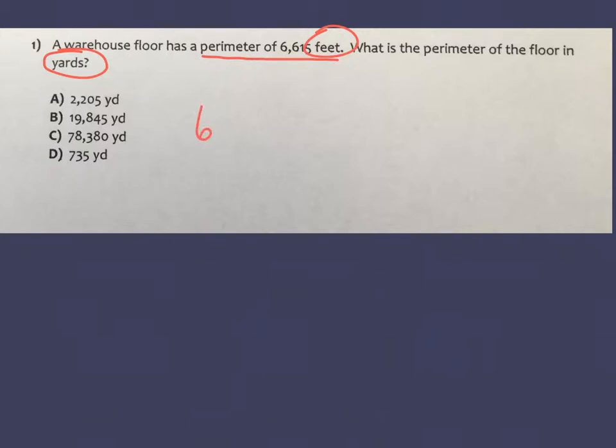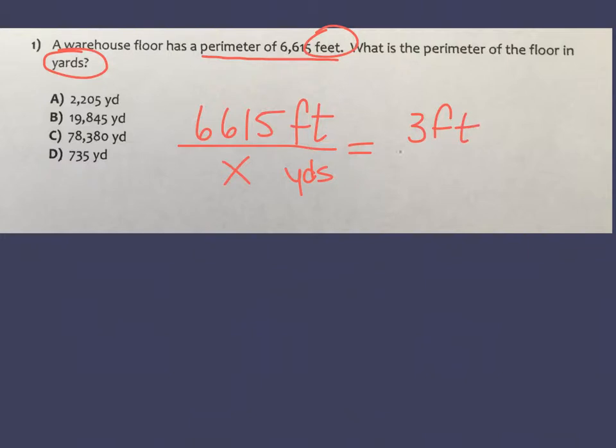So we have 6,615 feet. We need that to be yards. We don't know how many that is yet. If we look at our STAAR reference card, we'll see that 3 feet is equivalent to 1 yard. We've set up a proportion and now can use one of our 6 proportion solving strategies. I'm going to use within.